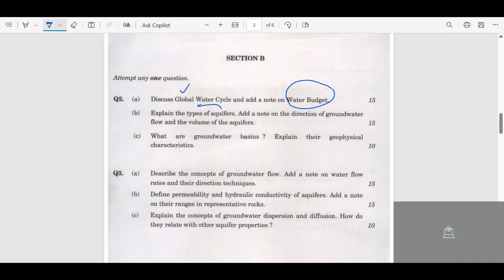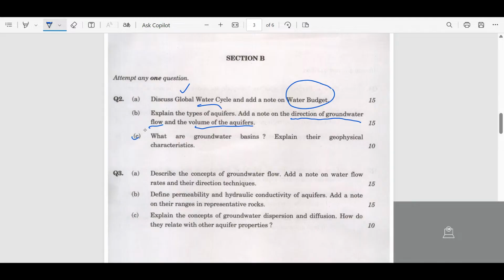Now the second thing is again aquifers, the types of aquifers. It's important. Aquifers will be a theme for this year's GS3. Note it down. Add a note on the direction of groundwater flow and the volume of aquifers. The volume of aquifers will not be important for you, but topics like groundwater flow, India's groundwater flow and the problems related to groundwater, will be important.